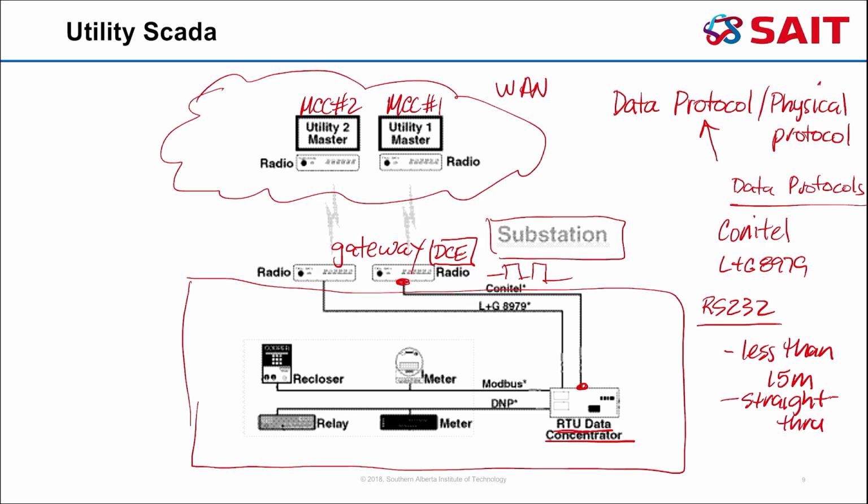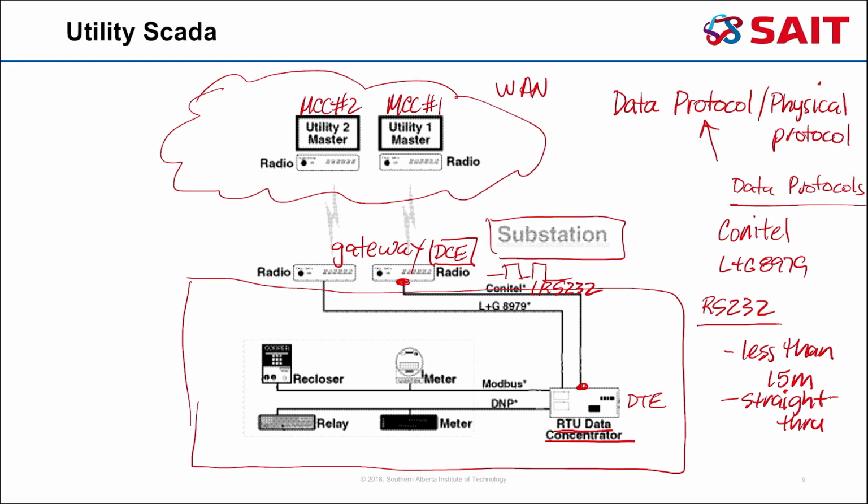So we know when we make that connection from DTE to DCE, we need to use the straight through cable. Okay? So now we could label that and say Conatel over RS-232. Conatel is our data protocol, and it's riding on our physical protocol, RS-232.